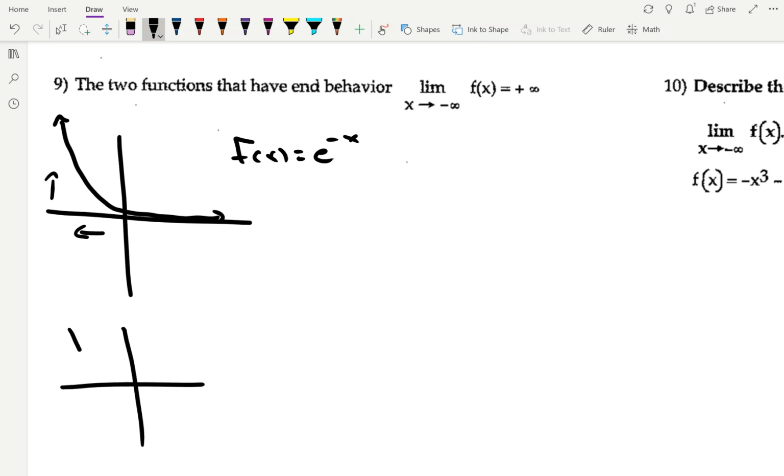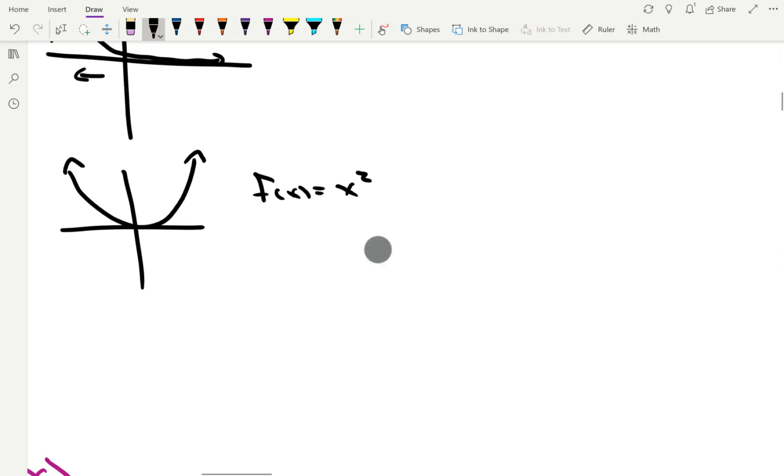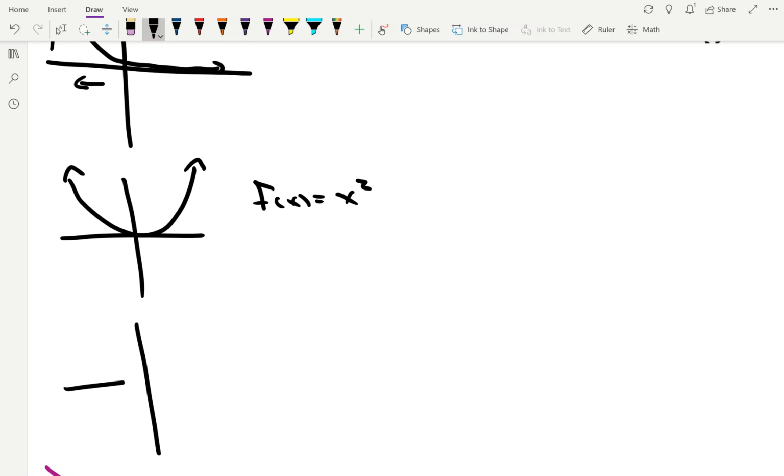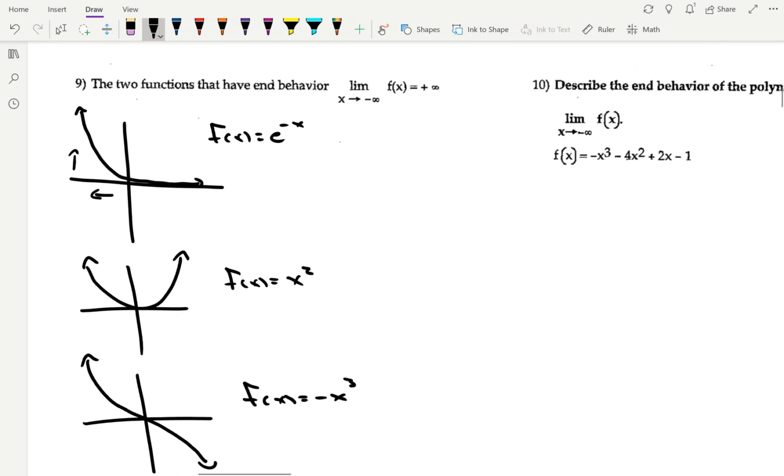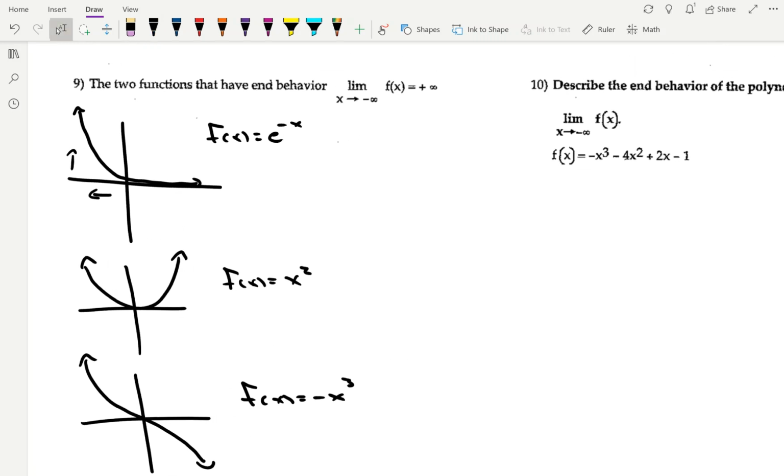So could I use this function here that we all know? f of x is equal to x squared is another one. And just to keep going, you can really come up with any function that you want. Now be careful with this one. Realize that this one is the negative version of the cube there. Any of those would do just fine there for number 9.